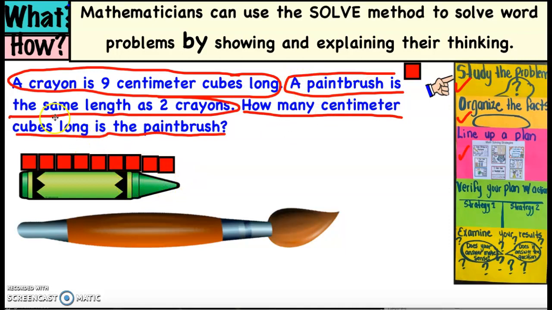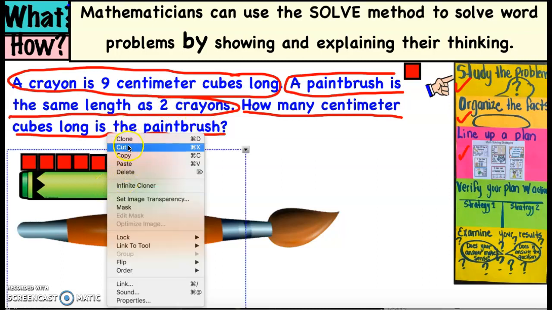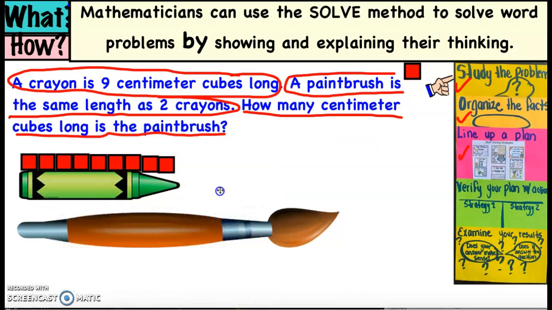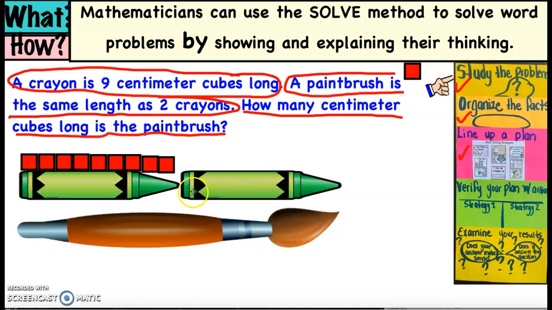But a paintbrush, it says, is the same length as 2 crayons. So what do we think? What do you think we need to do? We need to draw another crayon, right? So let me see. Let me get another crayon. Here we go. So what's the measurement for this crayon? What do you think? It is also going to be what?